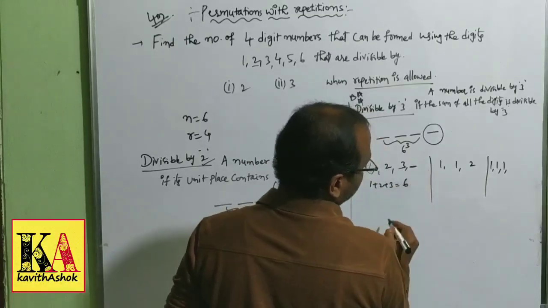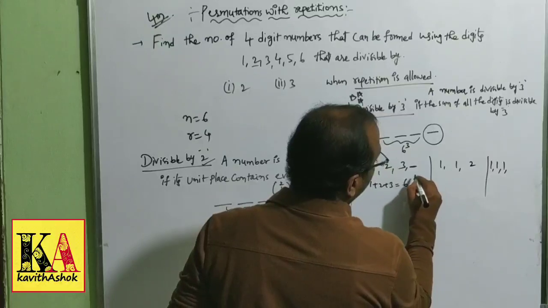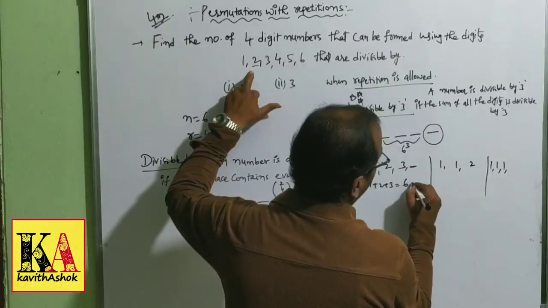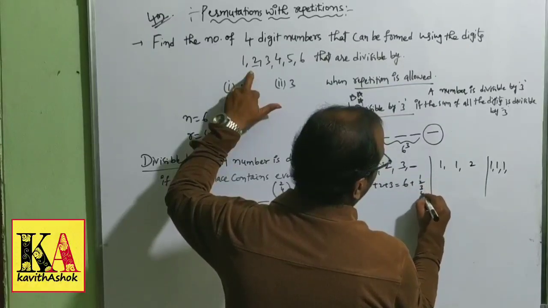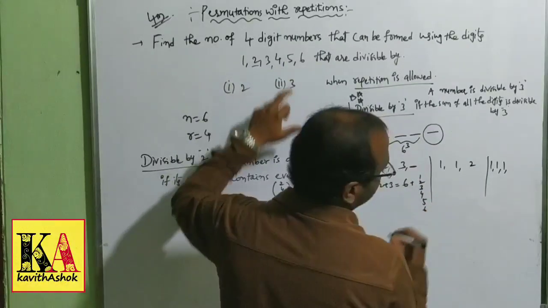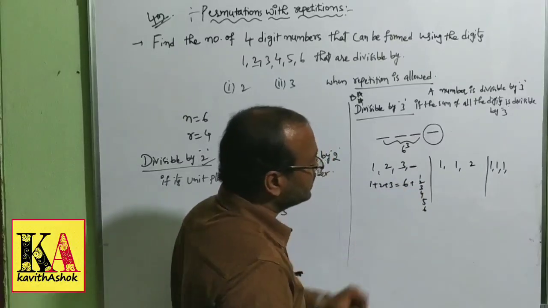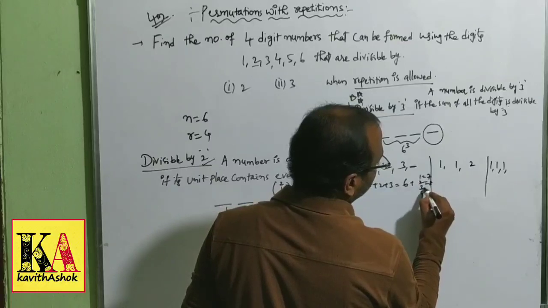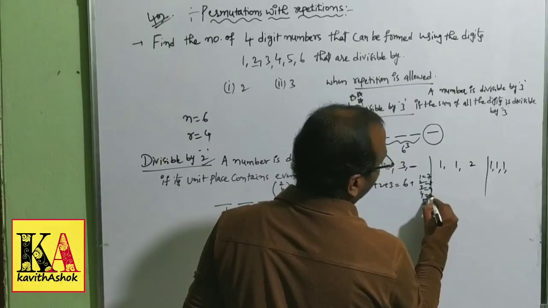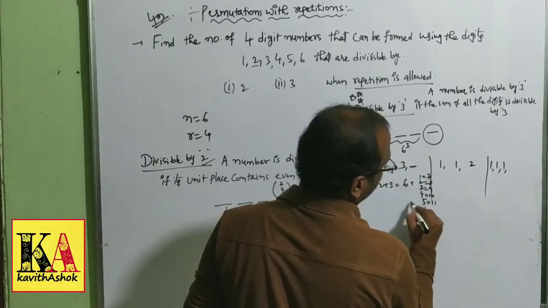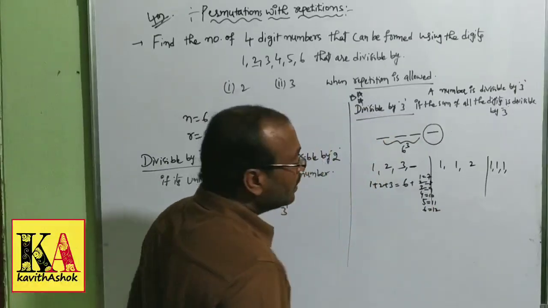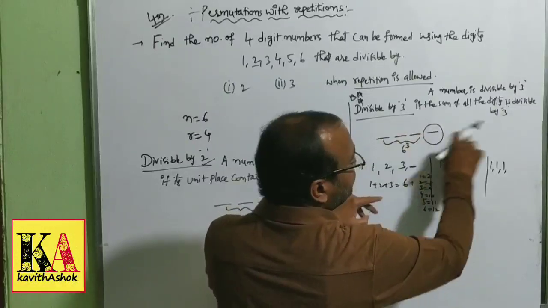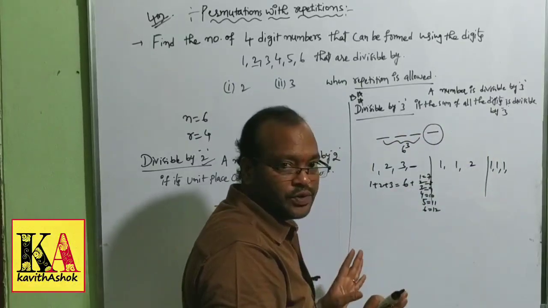In the fourth place, either we can add 1, or 2, 3, 4, 5 or 6. Either we can add all these numbers. If we add 1 here, 7 we get; 2, 8; 3, 9; 4, 10; 5, 11; 6, 12. So if the sum of all the digits is divisible by 3, then the total number is divisible by 3.